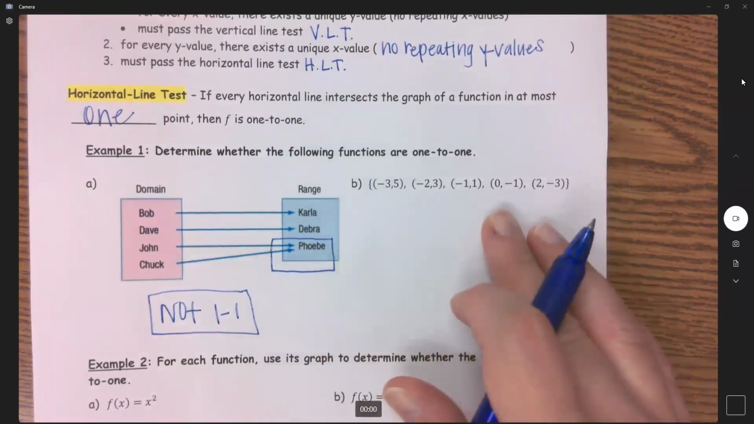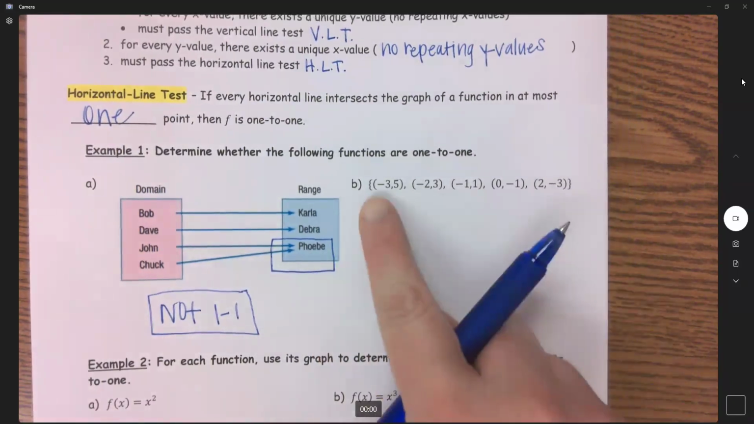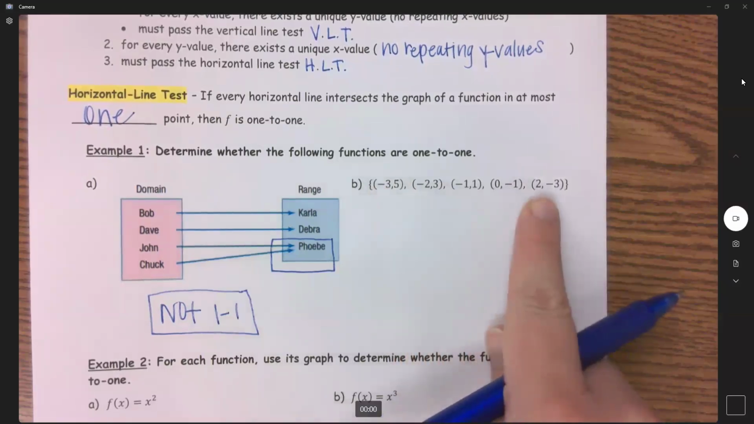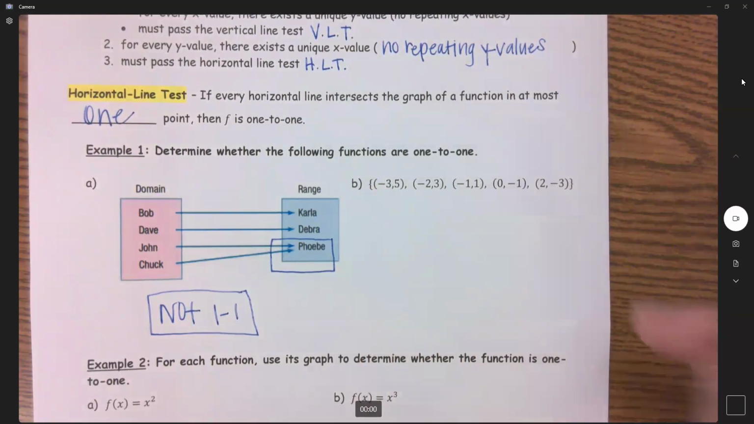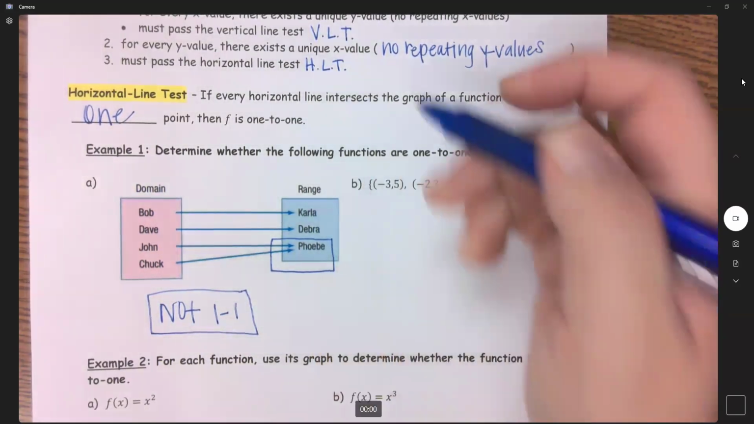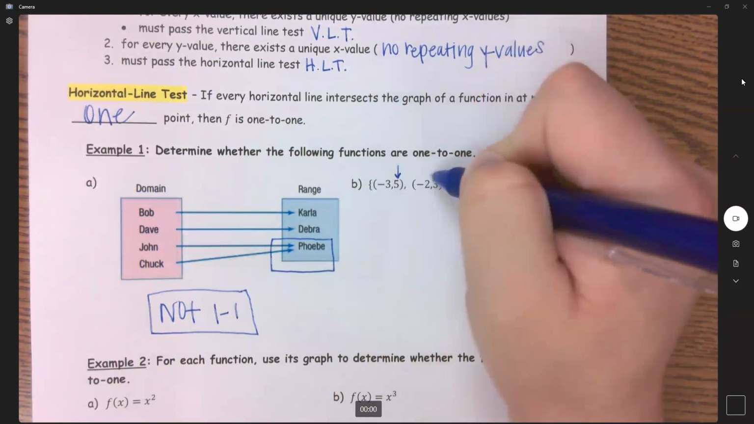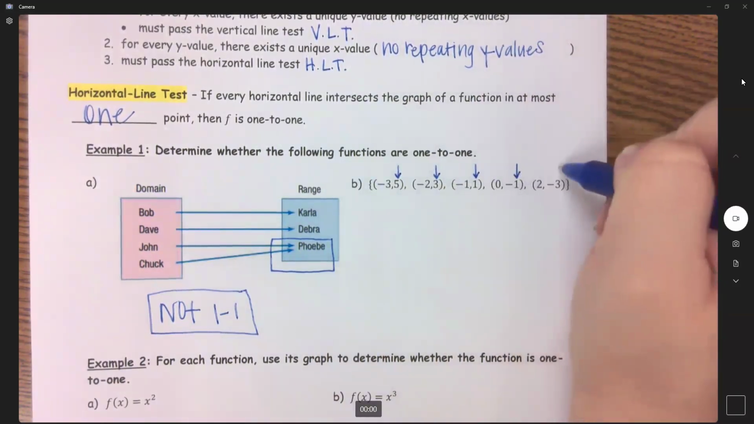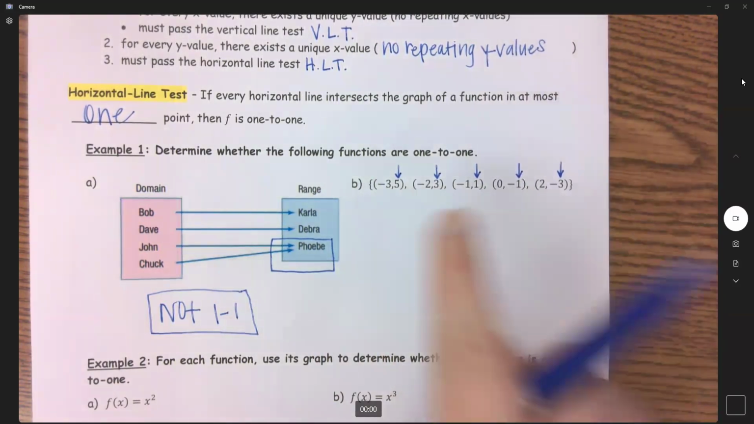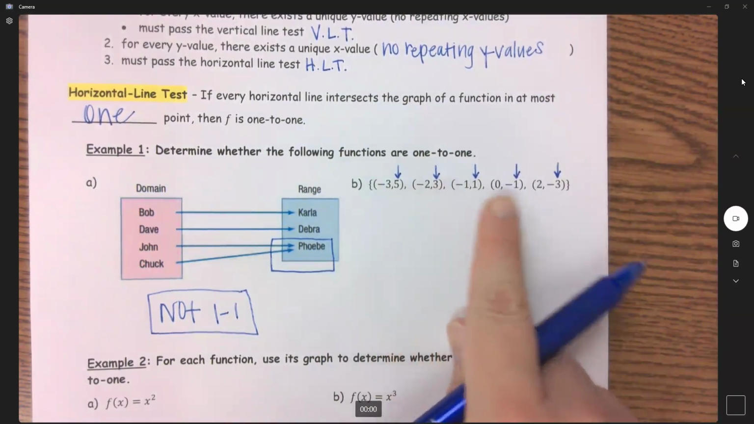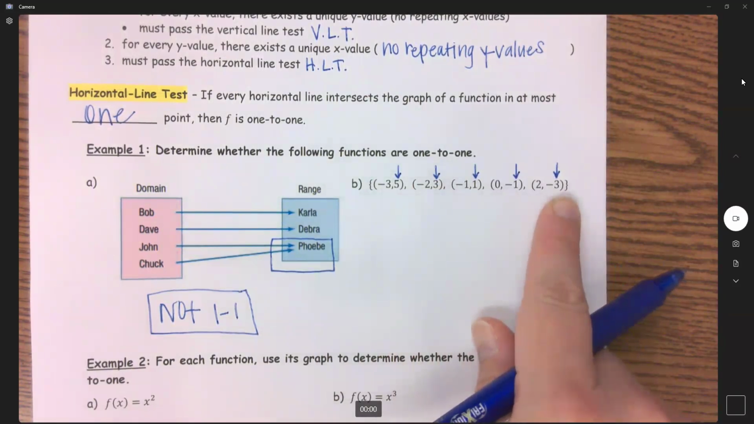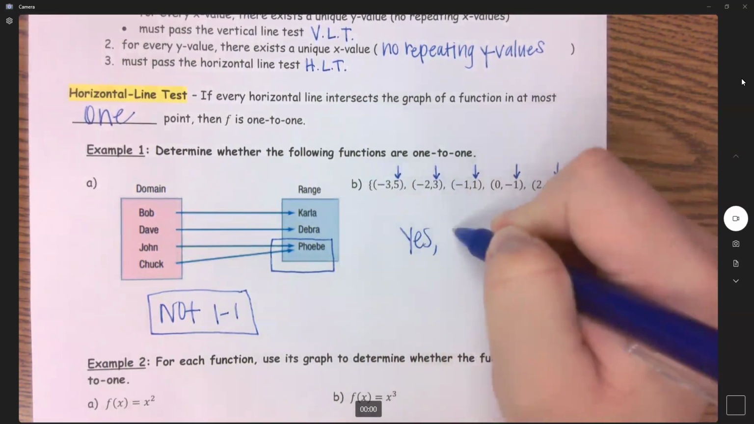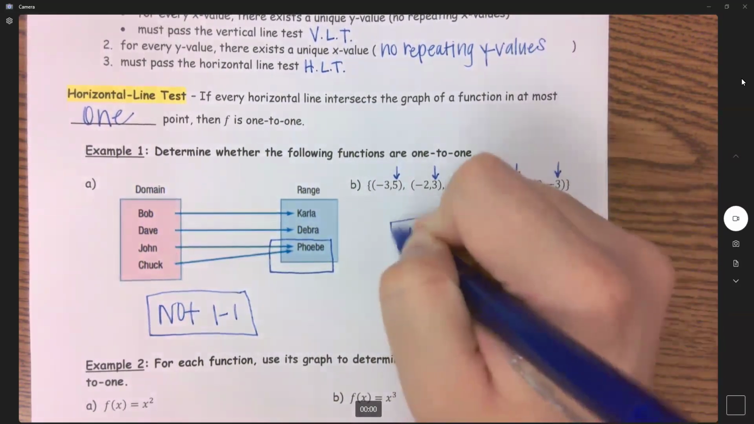Okay, so same thing here. It's already a function, but if we look at the x's, we've got -3, -2, -1, 0, and 2. So our x's don't repeat here. So to make sure it's a one-to-one function, now I am paying attention to the y's. Do my y values ever repeat? We have 5, 3, 1, -1, and -3. So because none of them repeat, that makes this one yes, one-to-one.